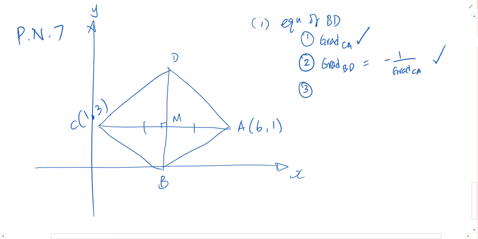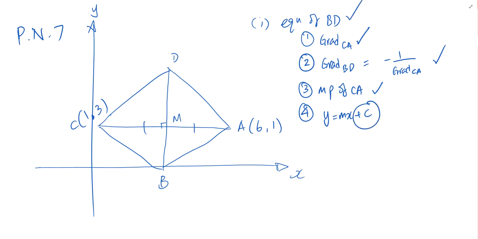No. They want the equation, midpoint of CA. Can do it? Okay, now that you have the midpoint of CA, you have the gradient, what do we do? Sub into y equals to mx plus c, so to find the value of c. So part 1 done. Okay.